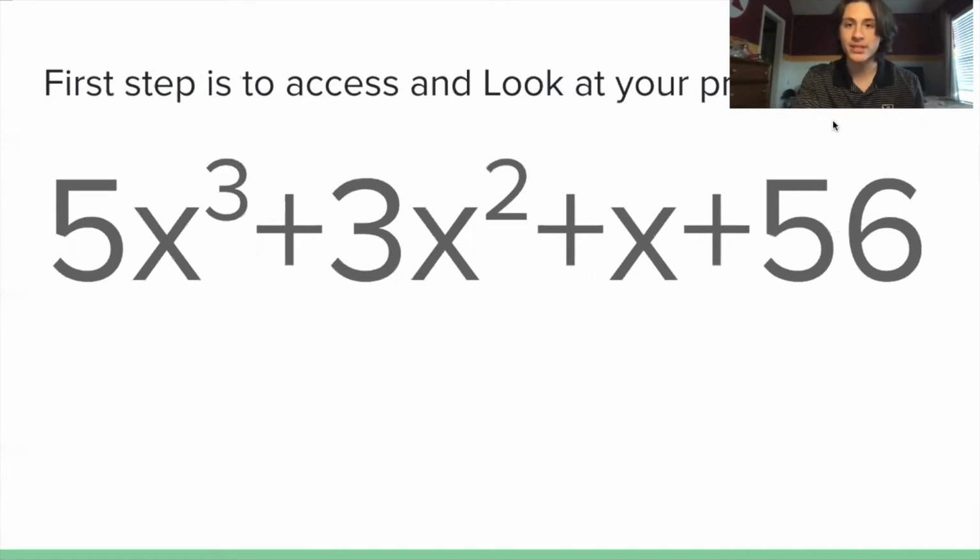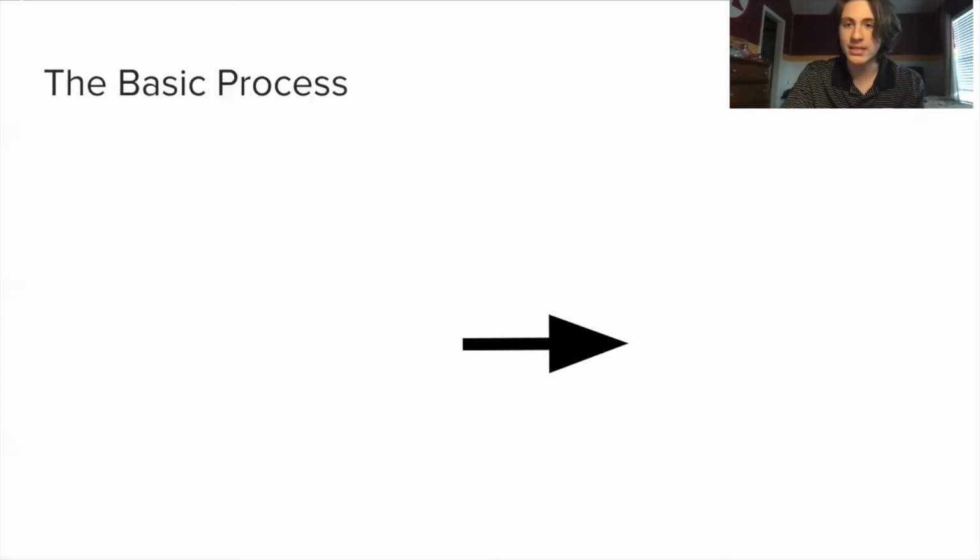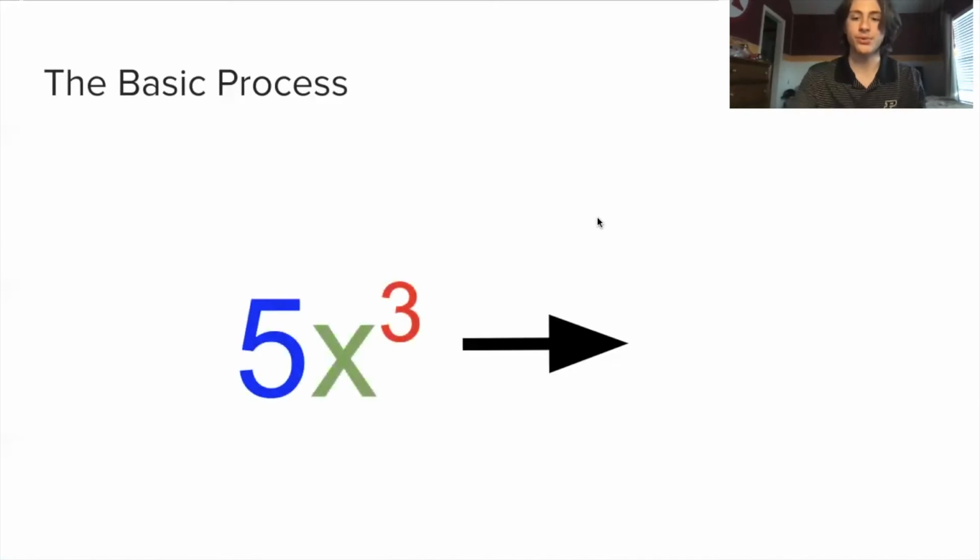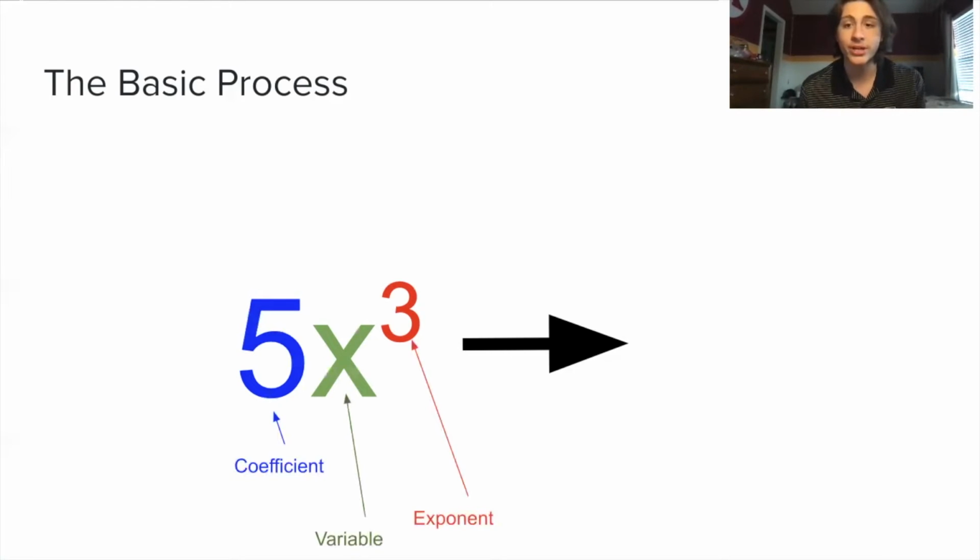Now, first step is to take a look at your problem and what you can. We already kind of did that. We already took a look at it: the 5x to the third plus 3x squared plus x plus 56. Now the basic process is first you got to split them up by term. And so we'll start with 5x to the third because it's the first and it's about the same no matter what you do. So what you do is you can look at the coefficient, the variable, and the exponent.